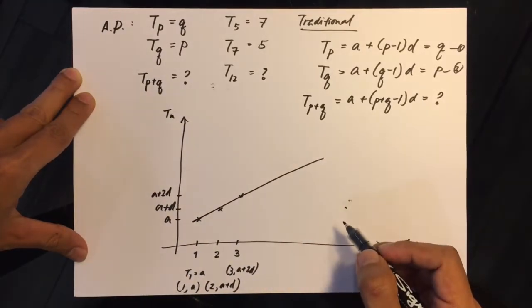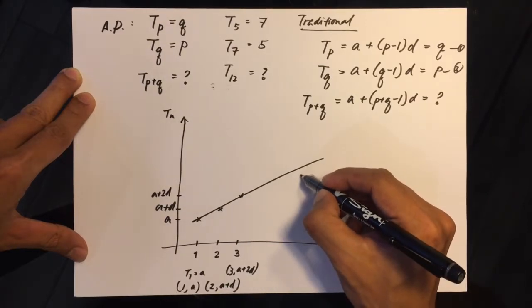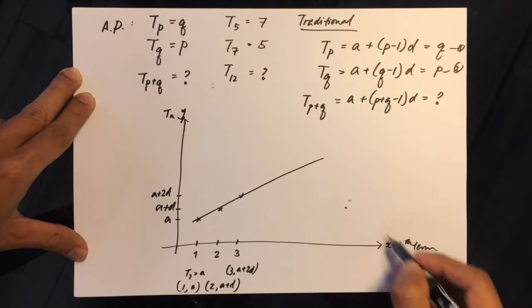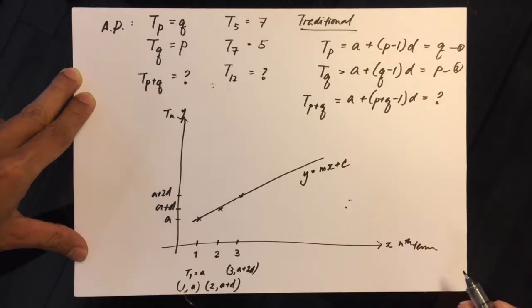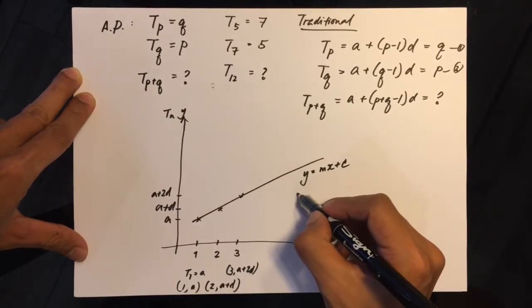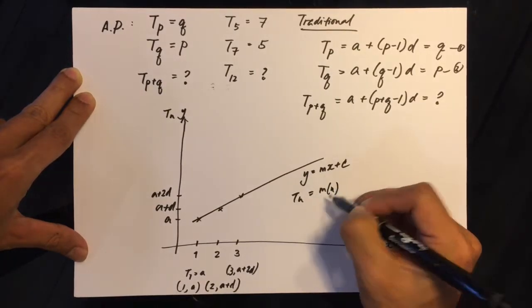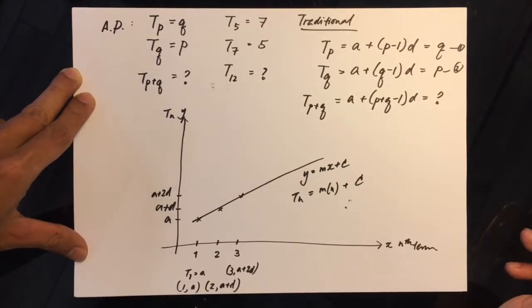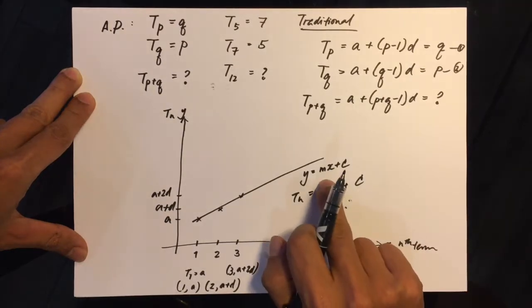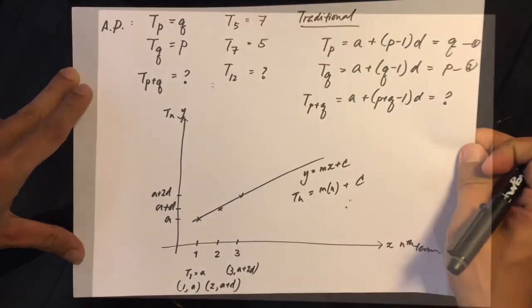Okay, and I'm sure you've learned from your basic geometry that a straight line can always be expressed in the form of y equals mx plus c, right? So that's your y, that's your x. y equals mx plus c, where c is a constant. You can rewrite that as Tn equals some slope times n plus c, but you don't really have to. I'm just going to stick with y equals mx plus c for now, just to keep things simple. Now, how do we apply that formula to this? So let's have a look.